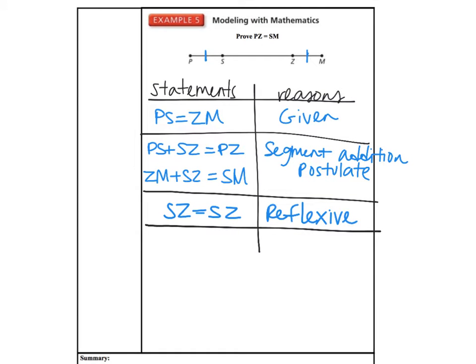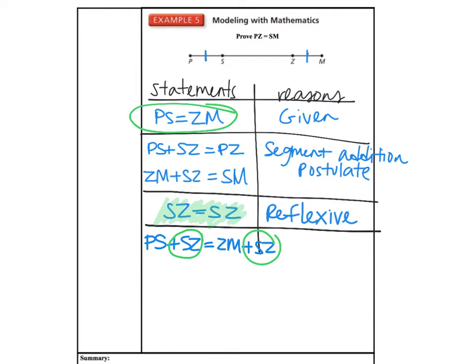The first equation we had was PS is equal to ZM. I'm going to add SZ to both sides of that. So I'm going to say PS plus SZ equals ZM plus SZ. So I'm taking SZ and adding it to both sides. I'm allowed to do that because we just said that they are equal to one another.